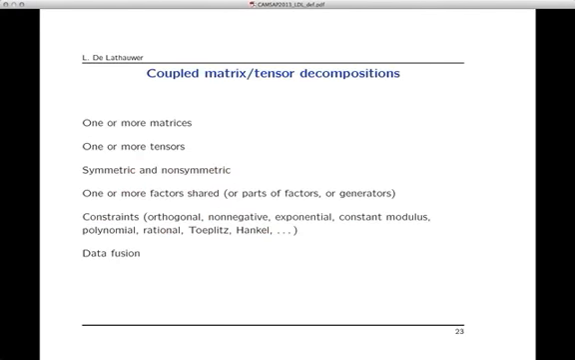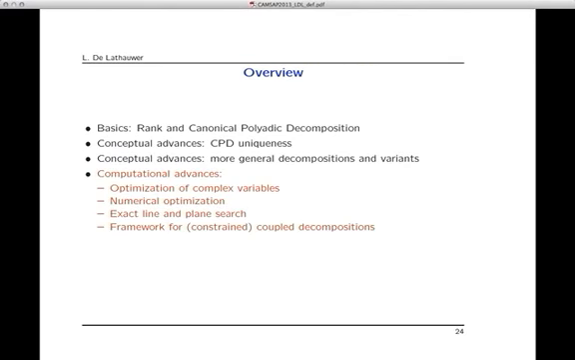So another application is, for instance, in a medical setting. For instance, you take an EEG recording, and here you have the result of a scanner, images, and they are coupled in some way, and you want to analyze that. Okay, so these were the conceptual advances.